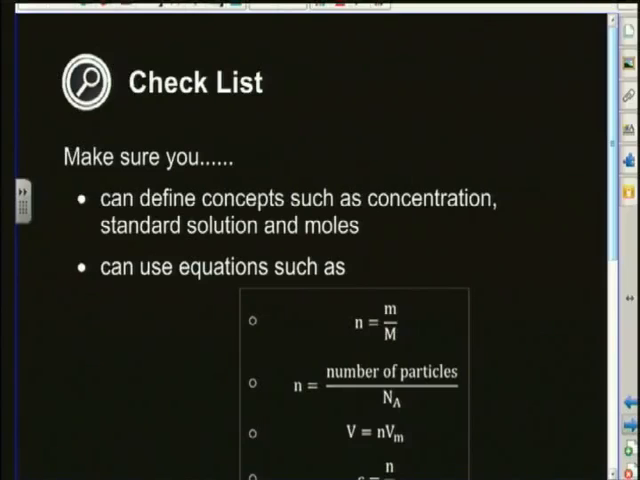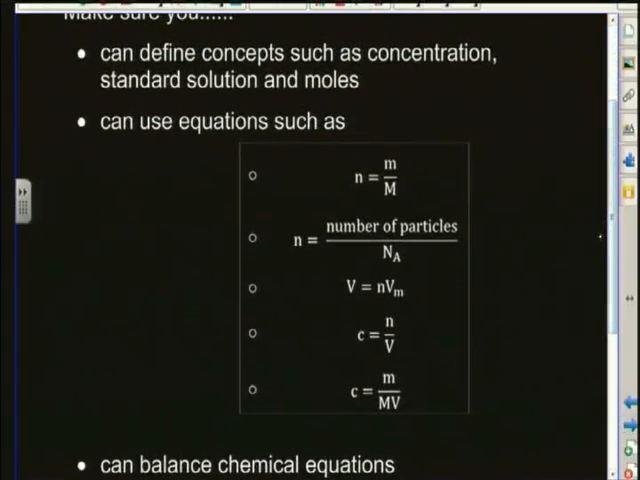So what are the things you need to know? Well, first of all, you need to be able to define concepts like concentration, standard solution, what is a mole, what is molar volume, what is Avogadro's number, etc. You also need to be able to use all the equations that you have done in grade 11, like n equals m over M. The number of moles is the number of particles divided by Avogadro's number. Volume is number of moles times molar volume. Concentration is number of moles over volume, or concentration is mass given over molar mass times volume. We're going to be looking at some of these today.